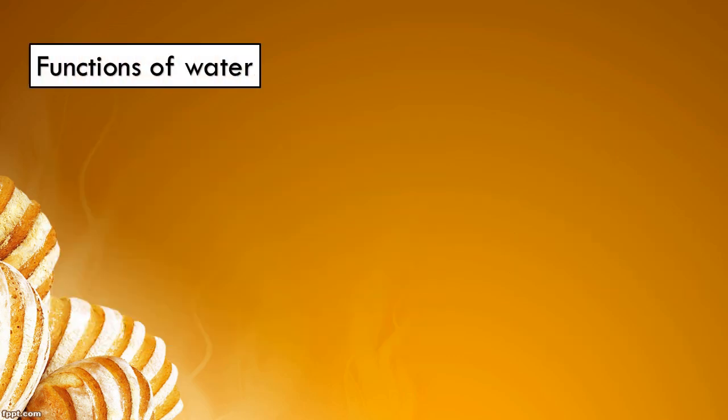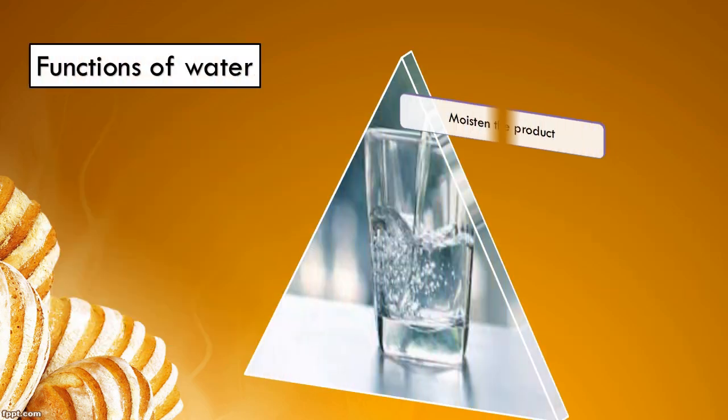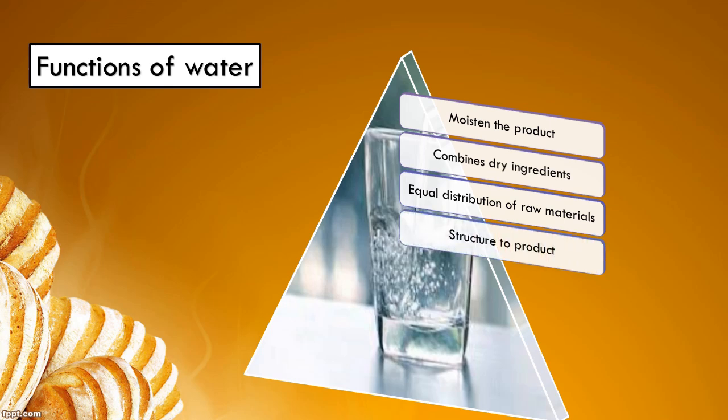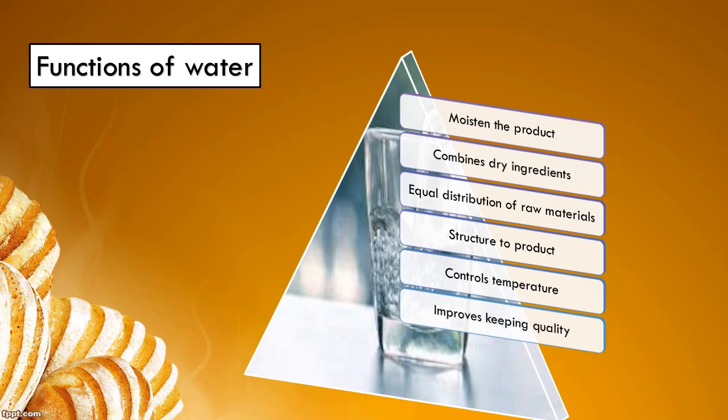Regarding the functions of water, it moistens the product and makes it soft textured. It combines all the dry ingredients together. It makes the ingredients get distributed easily and equally. It is responsible for bringing the structure to the product. It also has control over temperature. It improves the keeping quality of the product.